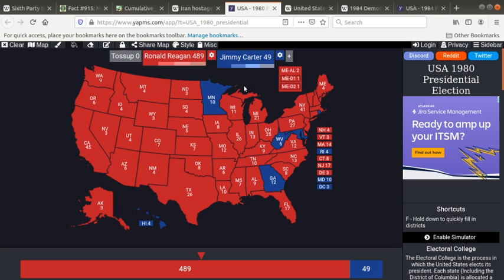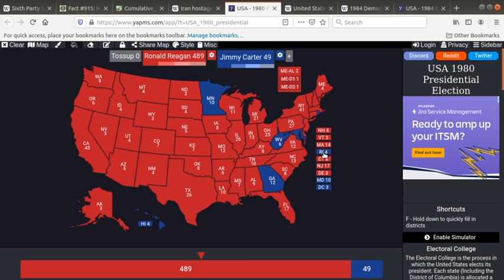If John B. Anderson had not run, and presuming that every single one of those voters would have gone for Reagan, which is obviously not true, he would have won Minnesota. If the same had happened in all the states, he would have won Hawaii, Maryland, Rhode Island. He would have had a huge victory. But of course, that did not happen. That is just speculation. But you can see that it was a huge victory.